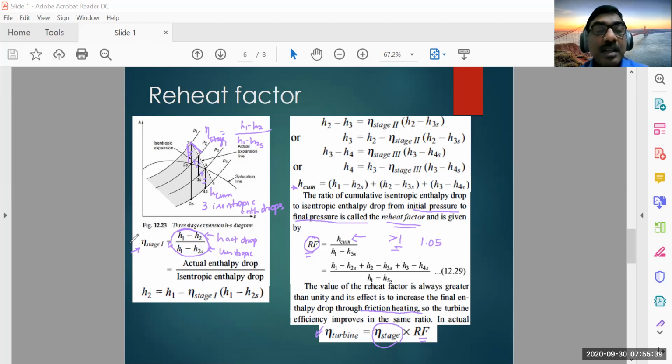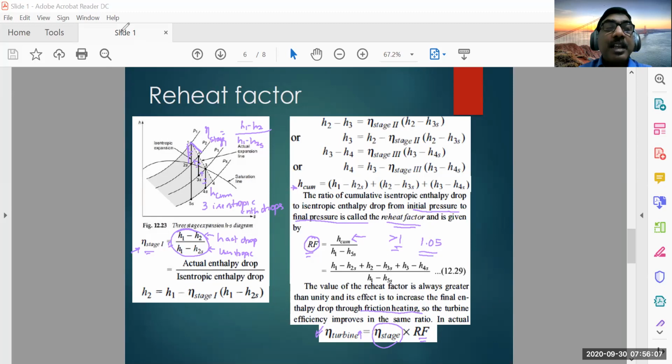So this will be less actually. Theoretically it should be less. Without the reheat factor, this should be a little less. But because of the reheat factor, the actual turbine efficiency will be slightly more. So this stage efficiency multiplied by this particular quantity will give you the turbine efficiency in the case of the reheat Rankine cycle. This is the important point you have to understand.